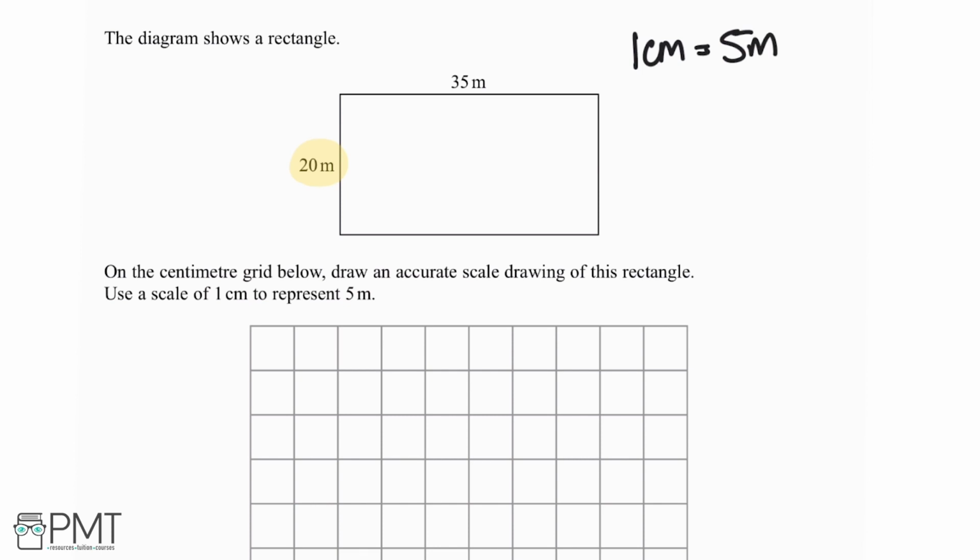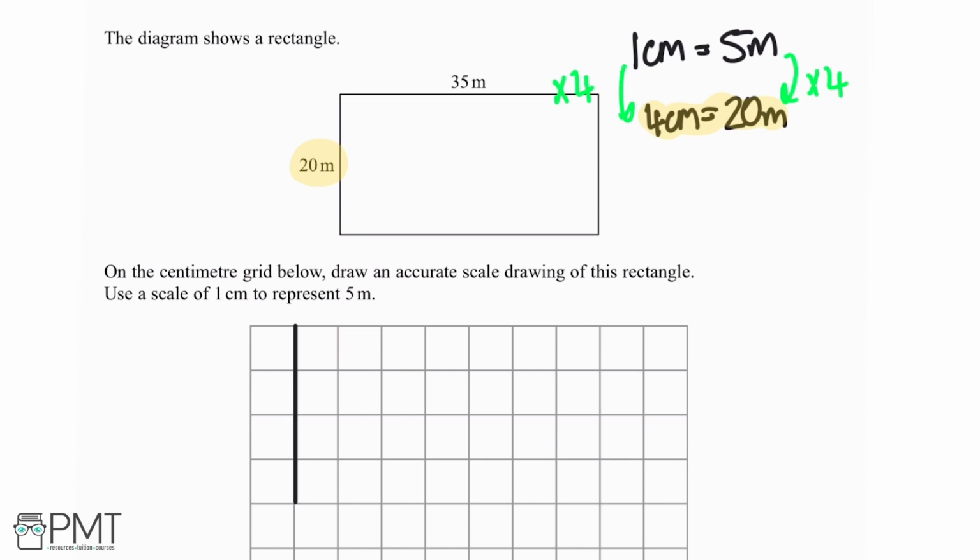I want to get to 20 metres, so how do I do that? Well, on the right hand side, if we multiply by 4, that will get me to 20 metres. So let's also do that on the left hand side. If we multiply by 4, we're going to have 4 centimetres. So we know that 20 metres is 4 centimetres. So if we use your ruler, I'm going to draw 4 centimetres, so down 4 of these boxes here.